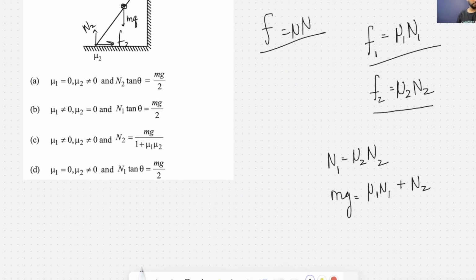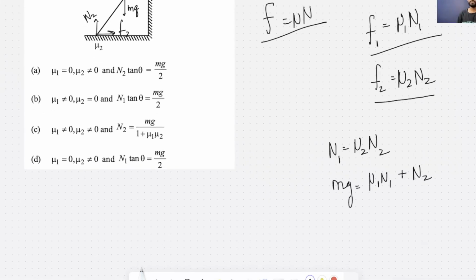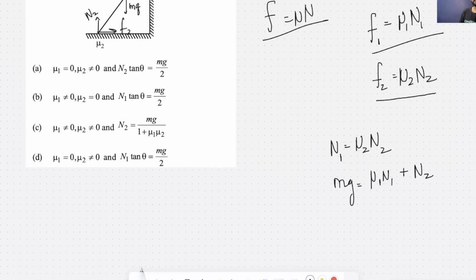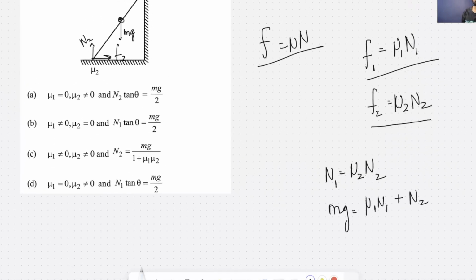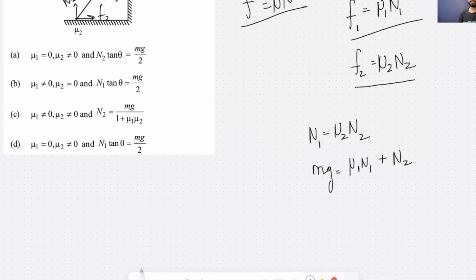Now what I'm going to do here is substitute. Once I get this equation, now let's come to the answers. You see in my answers I have mg by 2, mg, so that means I have to do something with mg. What can be done? To keep this mg here, the only possible substitution that I can make is this one. Here, N1 value I can put.